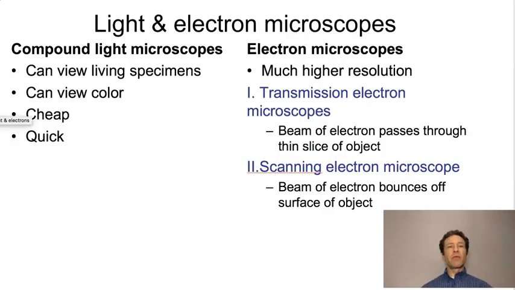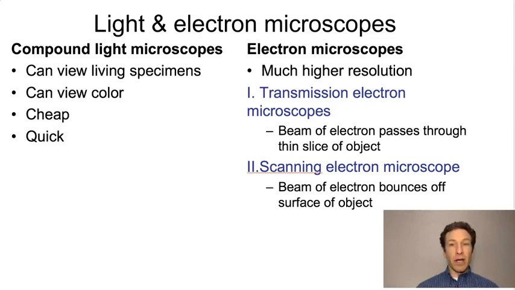So with this in mind, we can compare and contrast the advantages of compound light microscopes, such as you'll use in laboratory, with electron microscopes. Compound light microscopes are good because it is possible to view living specimens, at least in some cases. One can view color because all of the wavelengths of light can pass through. They are also relatively cheap, and it is relatively quick to prepare slides.